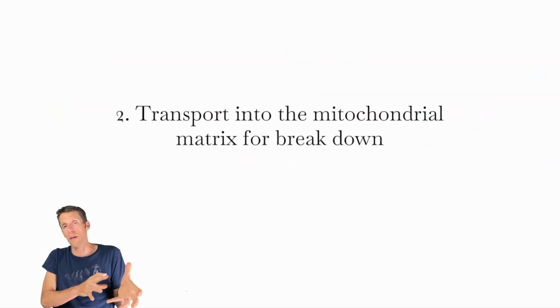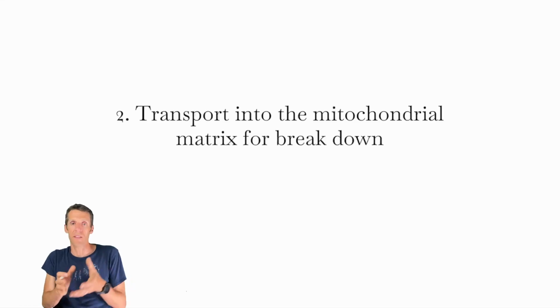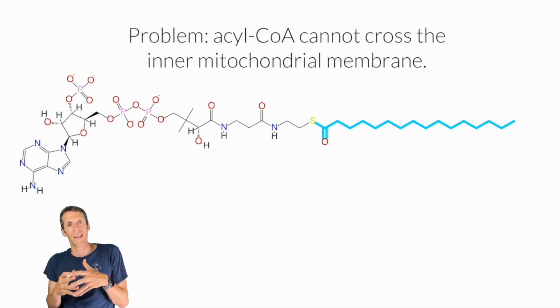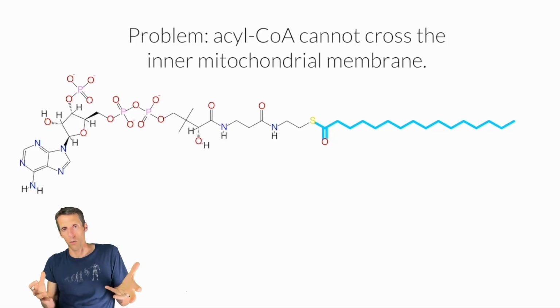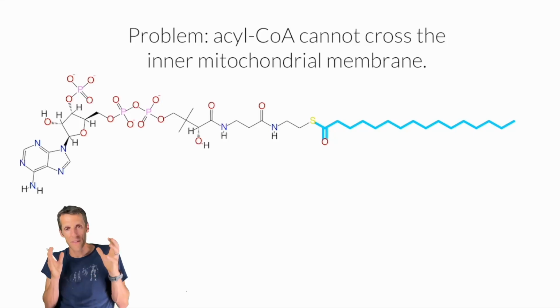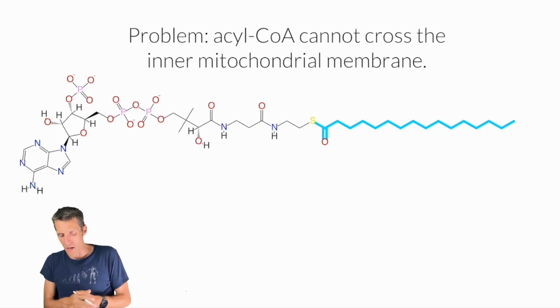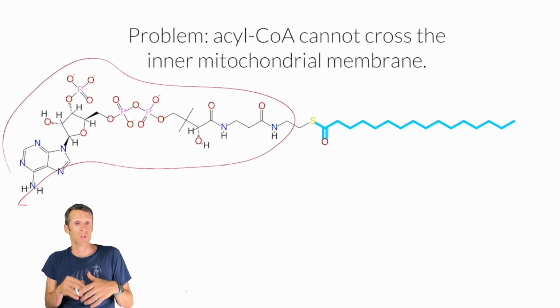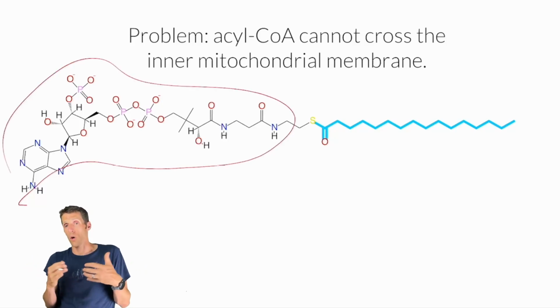Okay. Once we've done that, we now need to transport our fatty acid to the mitochondrial matrix for breakdown. But we have a problem, and that problem is that acyl-CoA can't cross the inner mitochondrial membrane. I did a whole video about how hard it is sometimes to get things into mitochondria. This is one of those problem things to get across. Turns out mitochondria can't deal with CoA import. They just don't do it. So what are we going to do?